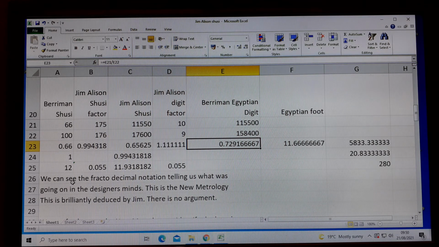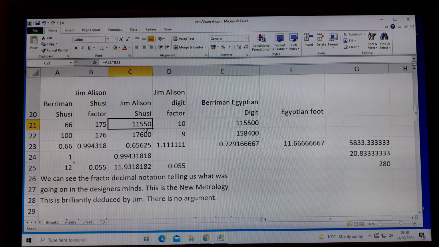So I've said we can see the fractodecimal notation telling us what was going on in the designers' minds. So when we use that figure there, it doesn't tell us they're using 175 over 176, and it's producing these figures here. But we can see that using the new metrology. And I've put this is brilliantly deduced by Jim, and there's no argument. There can't be any argument about this. He's following all the correct procedures and principles that are involved.